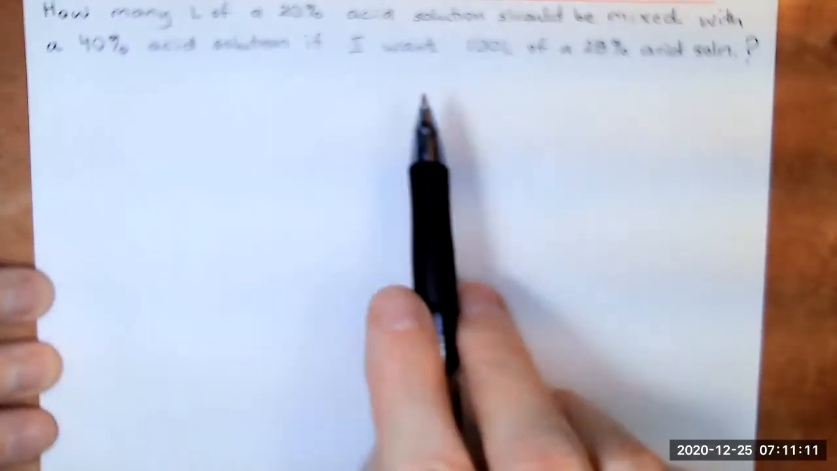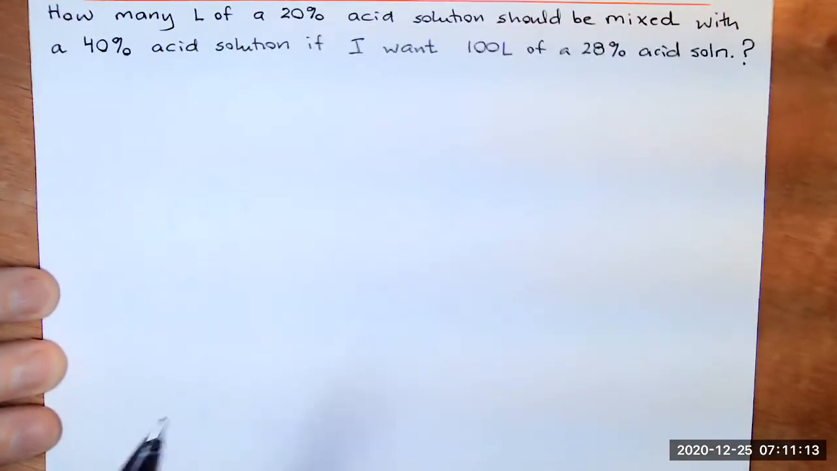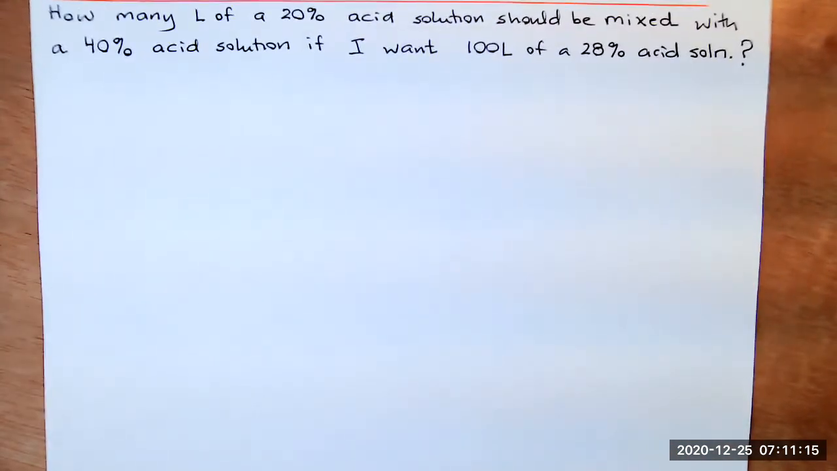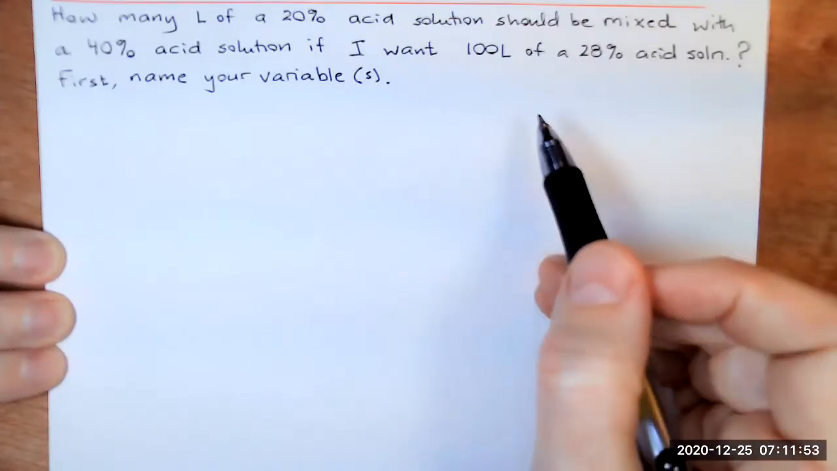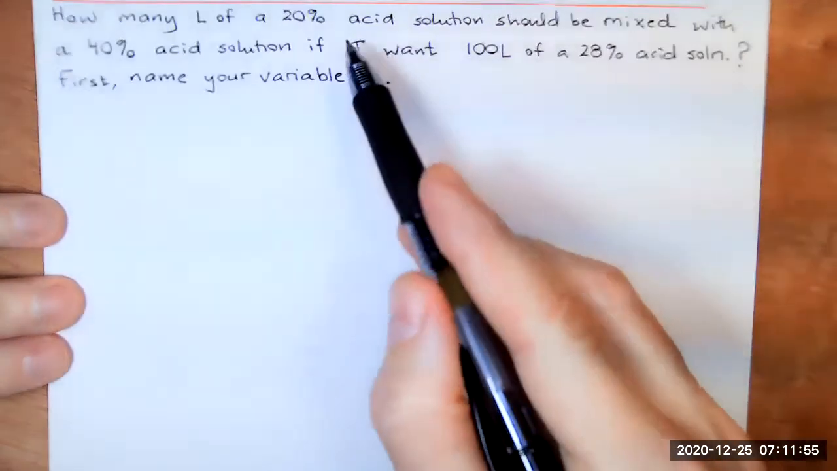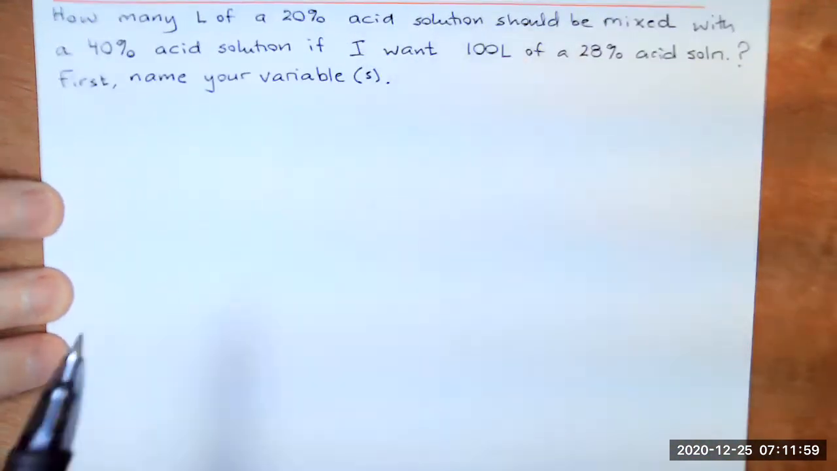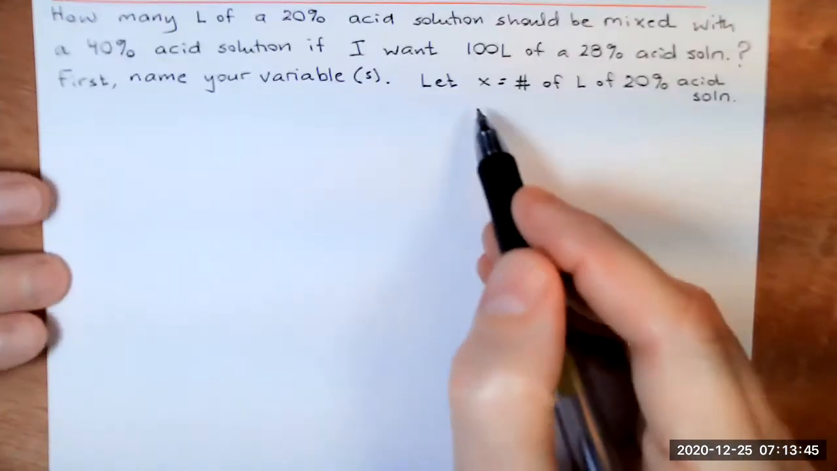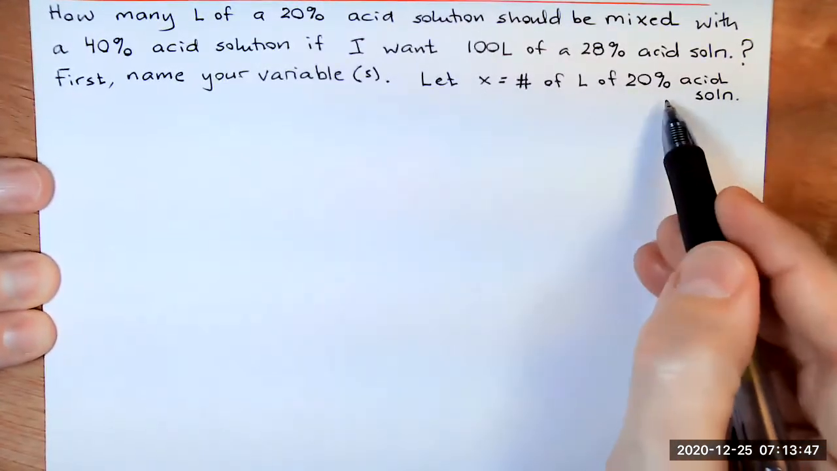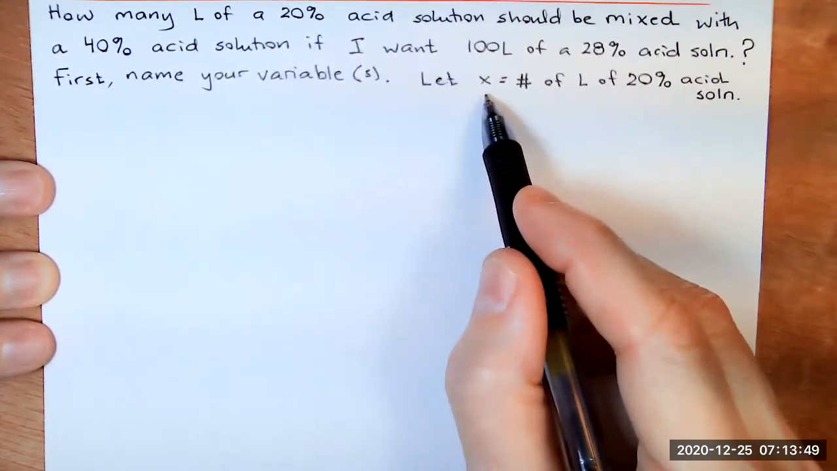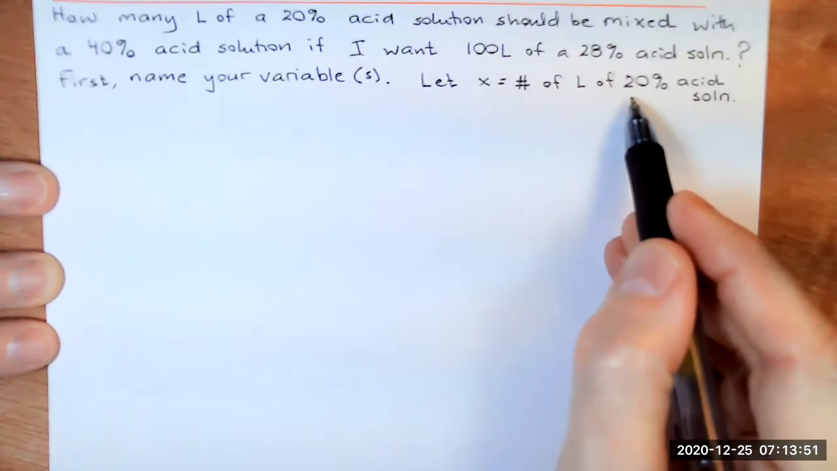So whenever you're solving a word problem, the first thing you want to do is name your variables. All right, so I'm looking for the number of liters of 20% acid solution. So that's what I'll call X. I'm going to write it down so I don't forget. X is going to be the number of liters of the 20% acid solution.